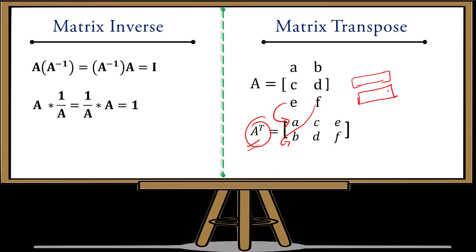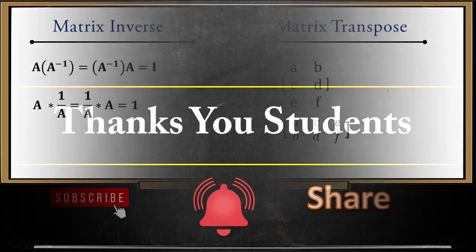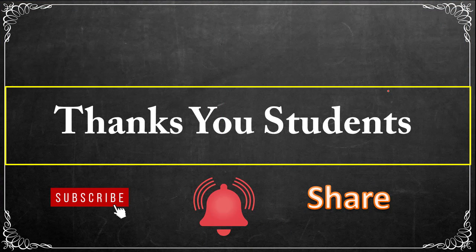So I think you got a better intuition about the identity matrix, the matrix inverse and the matrix transpose. I think you also got an intuition about why multiplication by the identity matrix is commutative, and why matrix multiplication in general is not commutative.